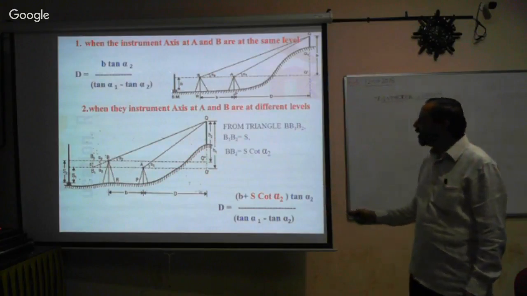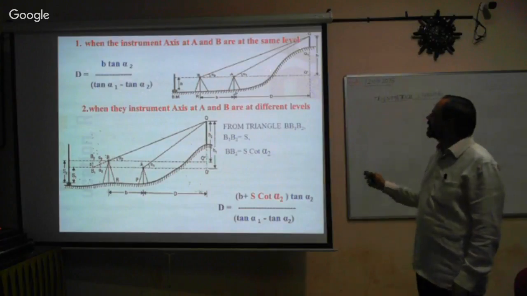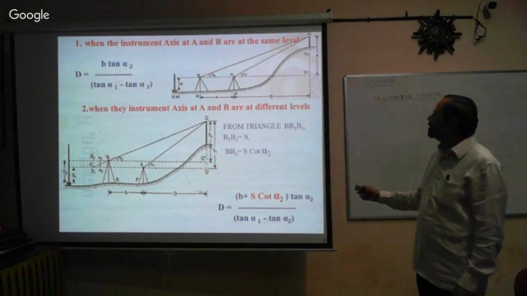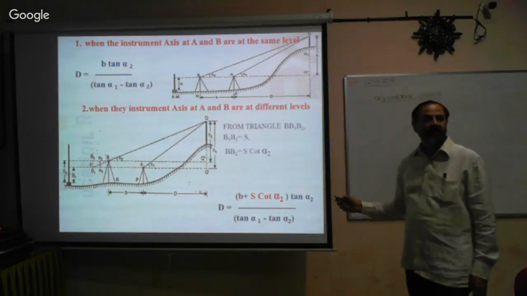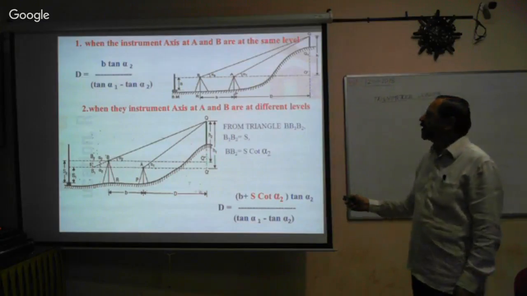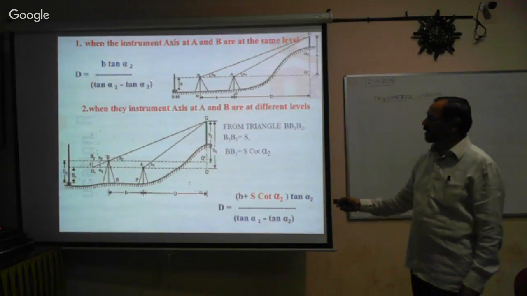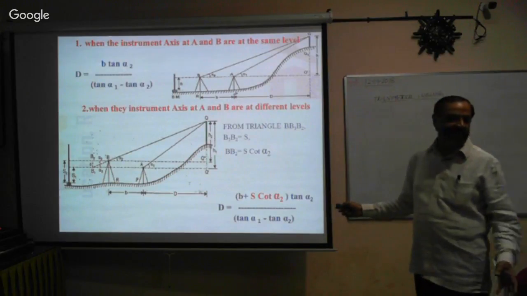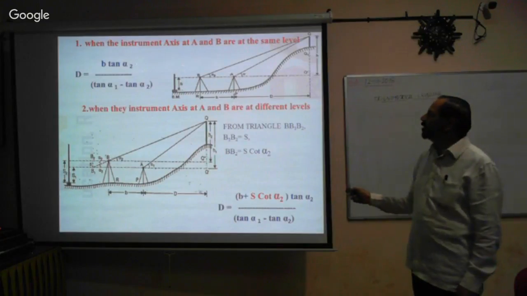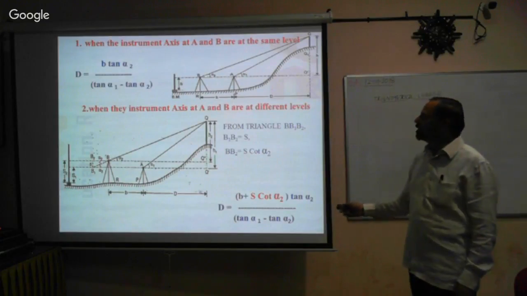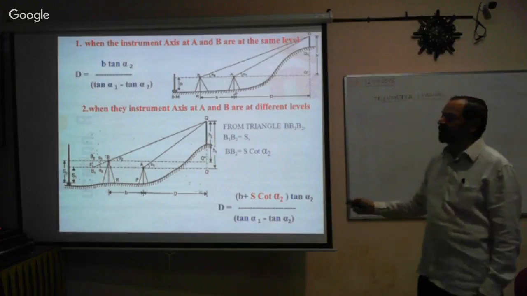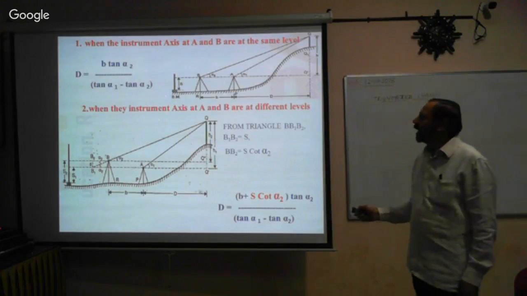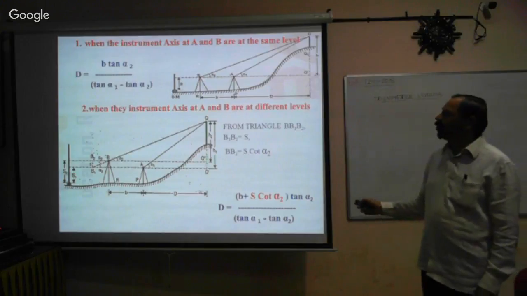It is not just an equation, it is derived by considering the triangles. The first triangle, that is this triangle with alpha 1, and the second triangle with alpha 2. So equate the H in both the cases, and that will give this format. Now B is known, that is fixed by ourselves. Alpha 1 is measured from the first station, and alpha 2 is measured from the second station. Now the only unknown is D, and we can calculate D.